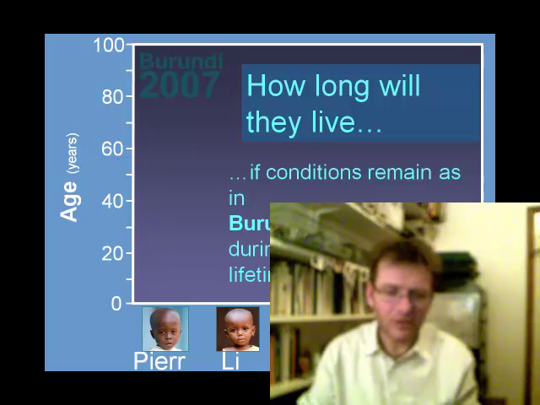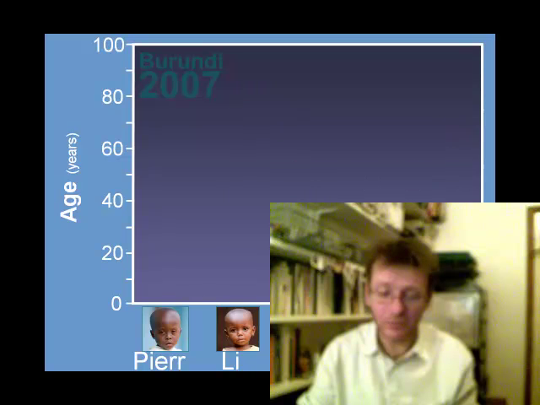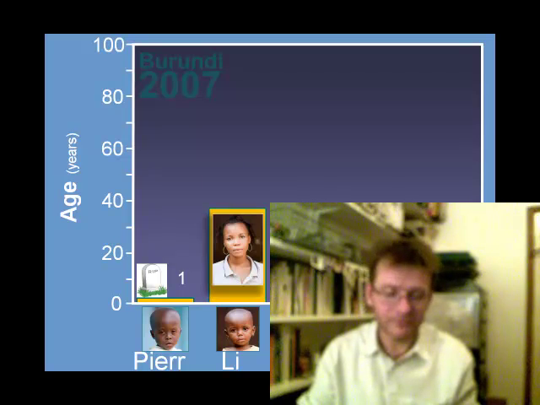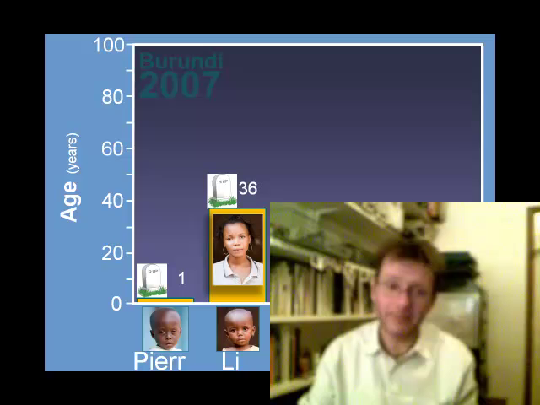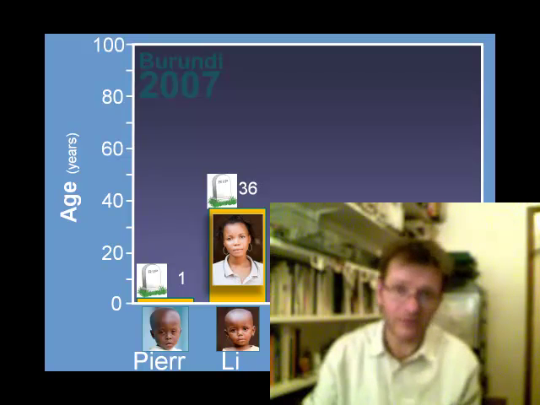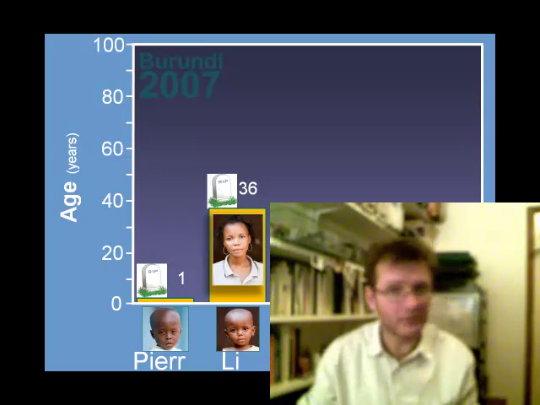So if we took these 5 people and asked how long will they live, if conditions remain in Burundi in 2007 as they are now during their whole lifetime, then we can see what happens. Pierre, unfortunately, dies at the age of 1 year old. Lee, she grows up and lives to about 36 years old, but then dies, perhaps in the setting of Burundi from HIV and AIDS, but it could be a car accident or another tragedy.